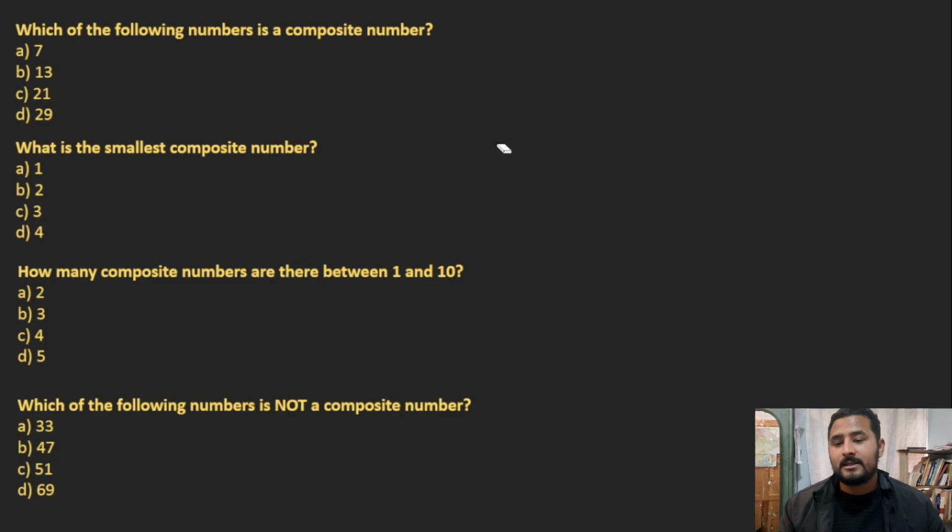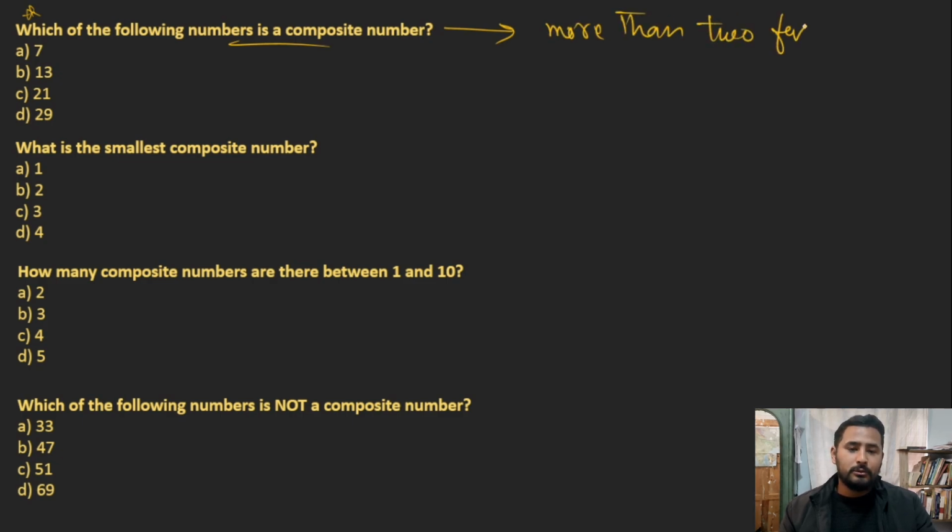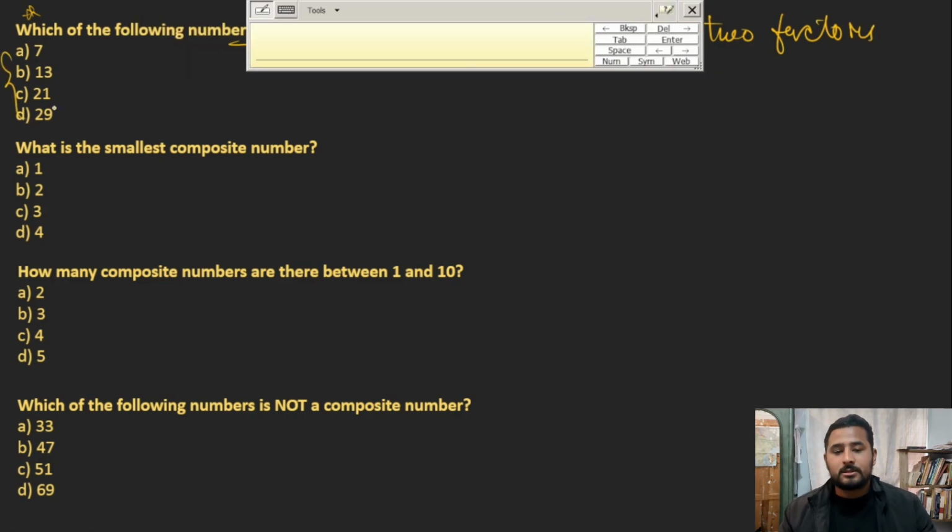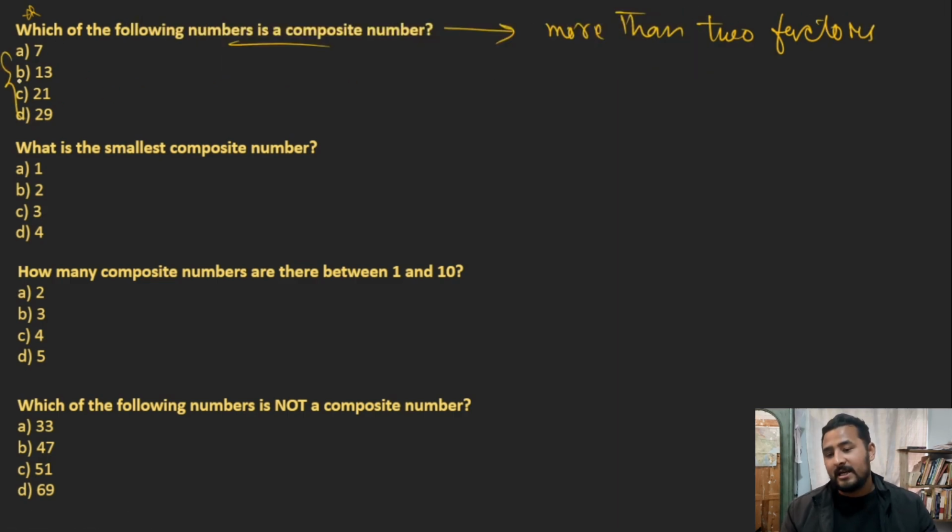Okay. Let's see some questions on composite numbers. So these are also again a very important topic. Which of the following is a composite number? Now you have already learned what a composite number is. It has to have more than 2 factors. So let us see from these 4 options. How many of these have more than 2 factors? Can you see 7? 7 we have already learned is a prime number, so it cannot be a composite number.